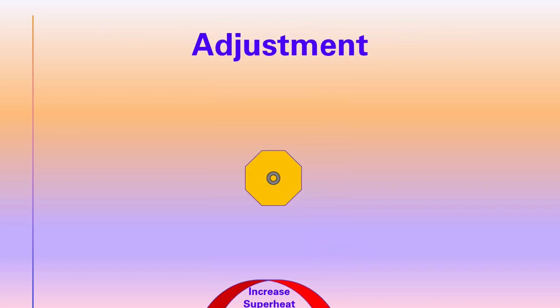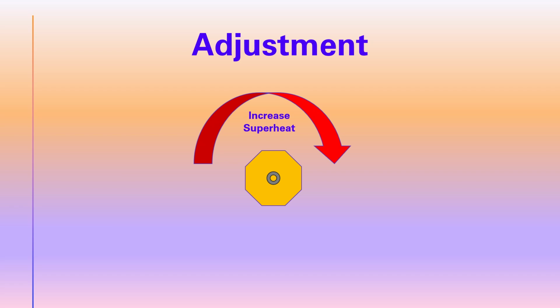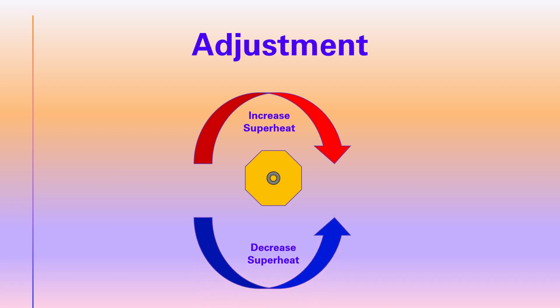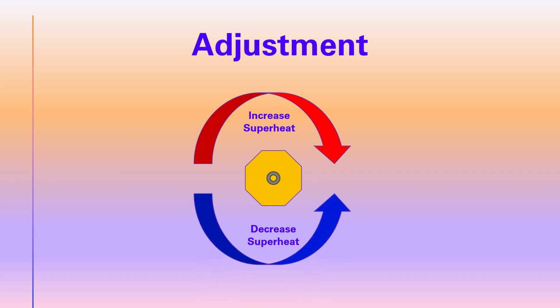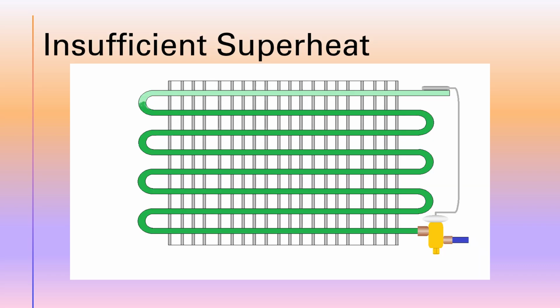Adjustment: if you turn the hex clockwise, it increases the spring pressure, so it increases the superheat. And if you turn it the opposite way, anti-clockwise, it will decrease the spring pressure, so therefore decreases the superheat. Apparently, it can take up to 20 minutes for the valve to get back under normal control after you've made a change.